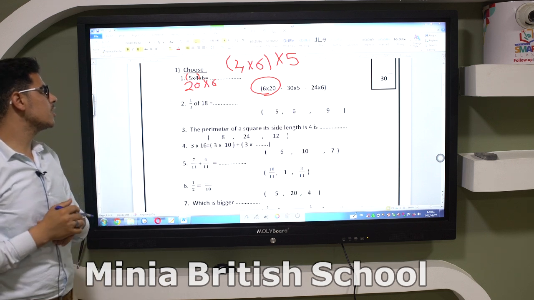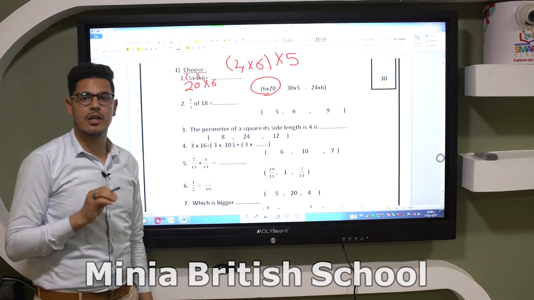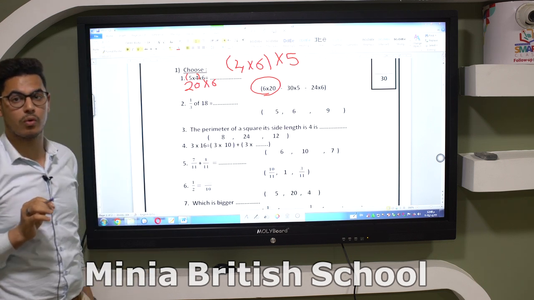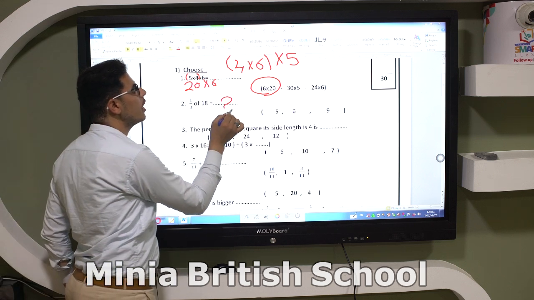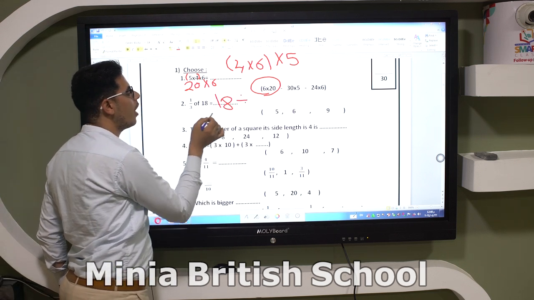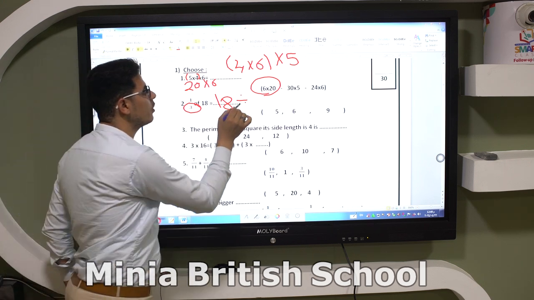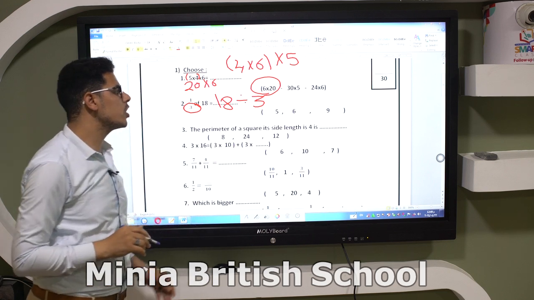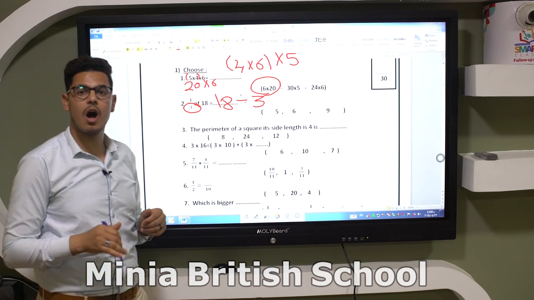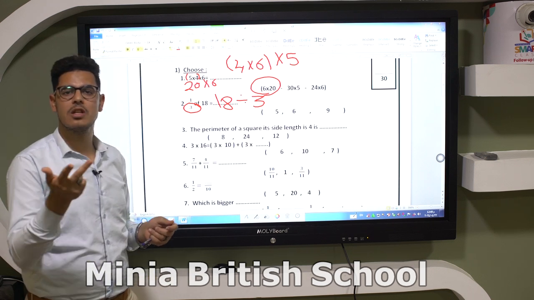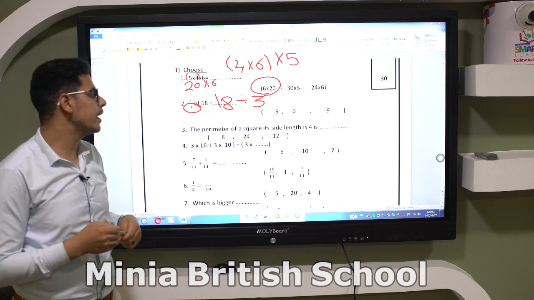In the second question, here, a third of 18. This means a fraction of a whole number. This means I will divide the whole number by the denominator here. So it's going to be 18 divided by 3. I will search for a number times 3 that gives me 18. If I can't find it, I will say 3, 6, 9, 12, 15, 18. So it's going to be 6.